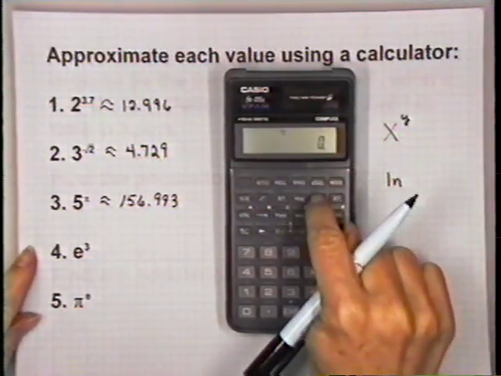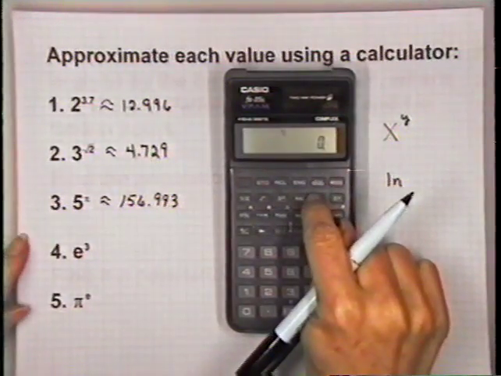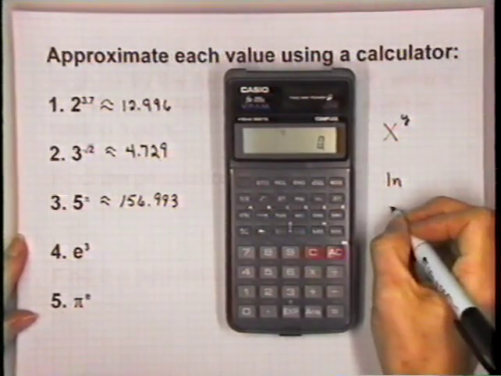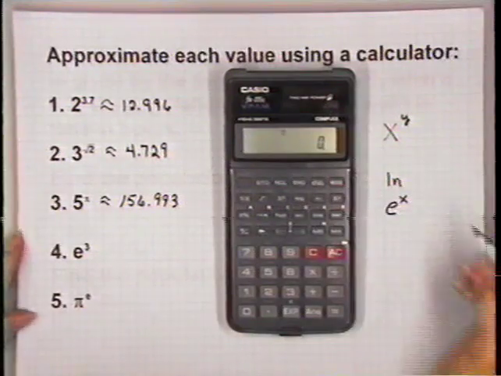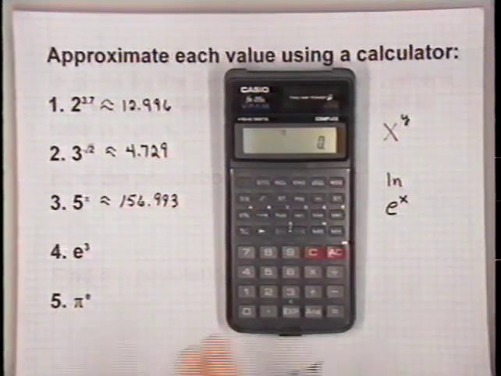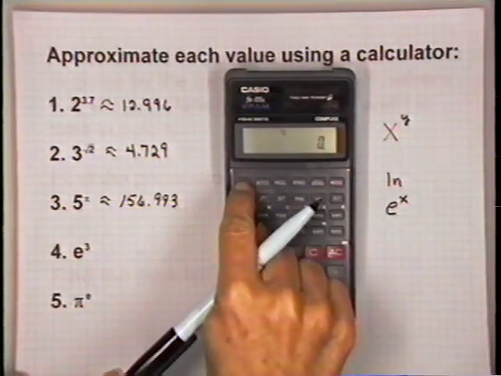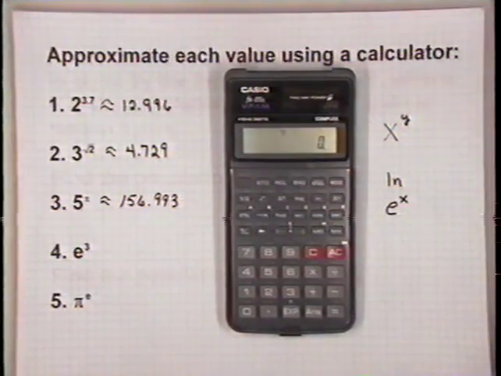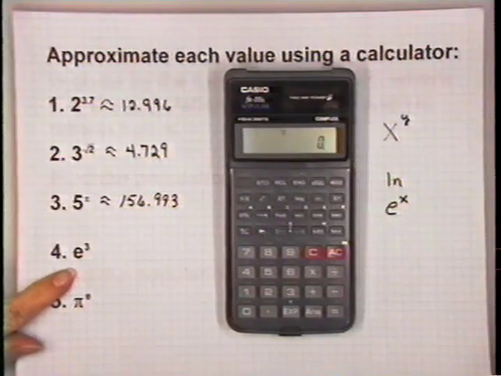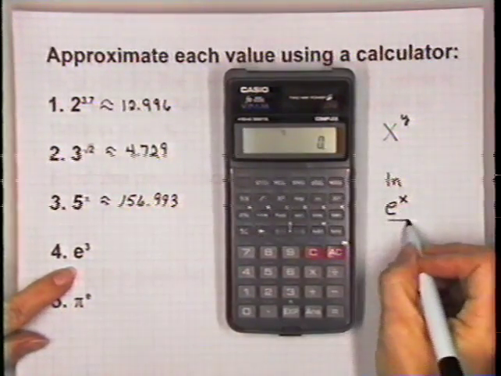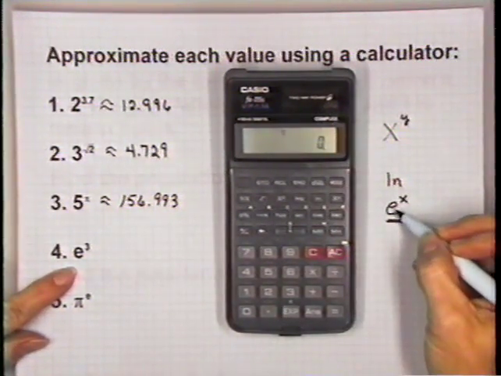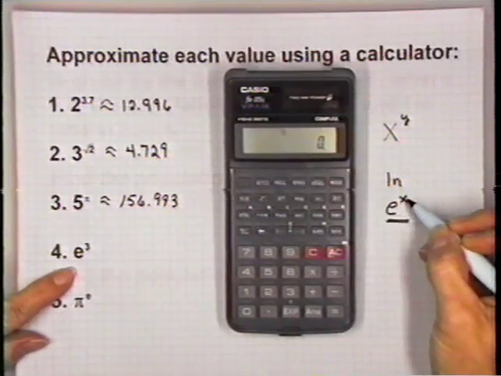Right above that LN in my calculator, I have kind of an orangey color print, is e to the x. And so to get to any key that has that kind of orangey color print, I have to use my shift key that has the orange print also. This will be a good place for you perhaps to look at your owner's manual on your calculator to see if your calculator is different from mine. This e to the x key is set up for me to do powers of e.